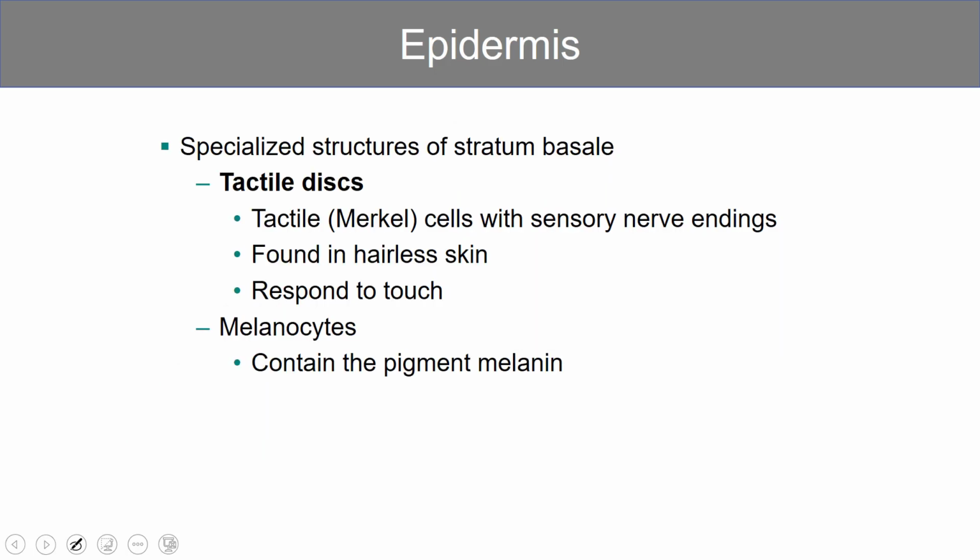Other structures found within the stratum basale include tactile discs. These are cells with nerve endings that are found in hairless skin, and they respond to touch, so they're part of the nervous system. We also have melanocytes. Melanocytes are cells within the stratum basale that produce the pigment melanin. Melanin is a yellow to brown to black pigment that colors our skin, our hair, the iris of our eyes even.